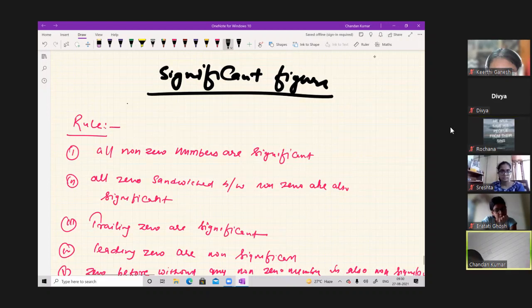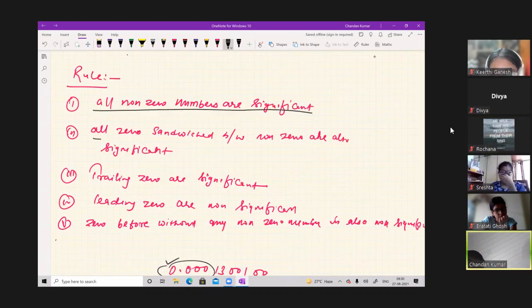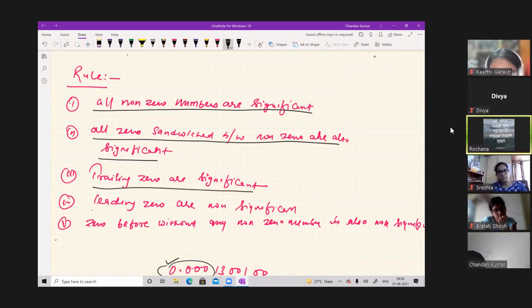All non-zero numbers are significant. All zeros sandwiched between the numbers are significant. Trailing zeros are significant. Leading zeros are non-significant. Okay, sir, got it.